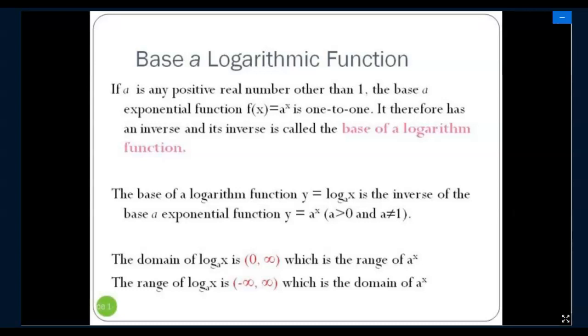So the domain of the log base a of x is the range of a to the x. And the range of the log is the domain of a to the x. So in that previous warm-up example, we talked about y equals 2 to the x. Its inverse would be y equals the log of 2 to the x. And once again, the domain and range would flip just like they do here.